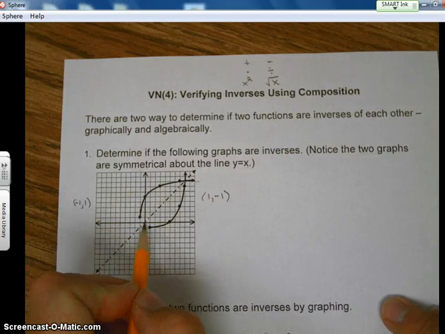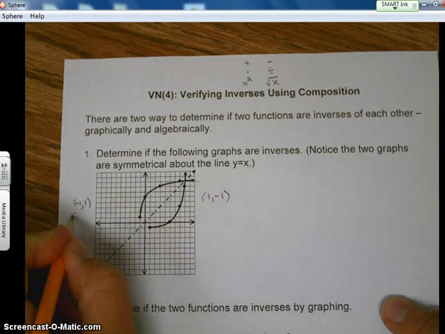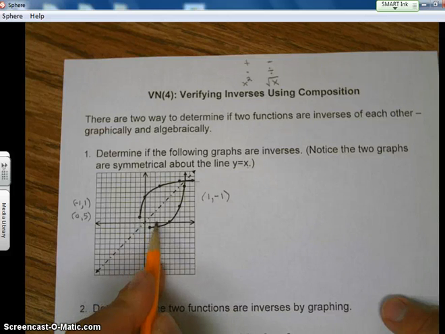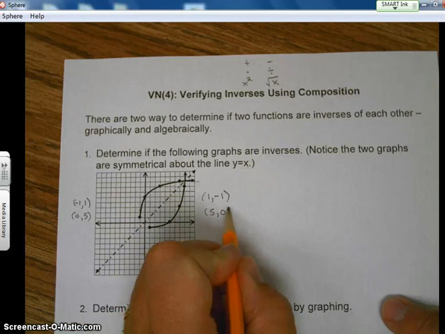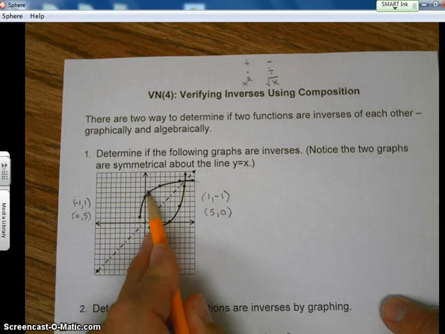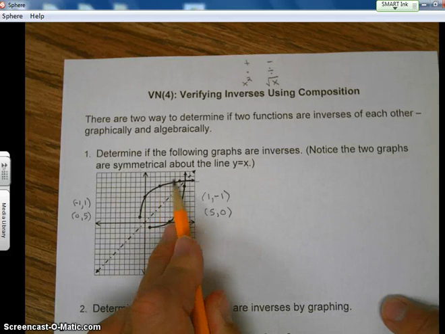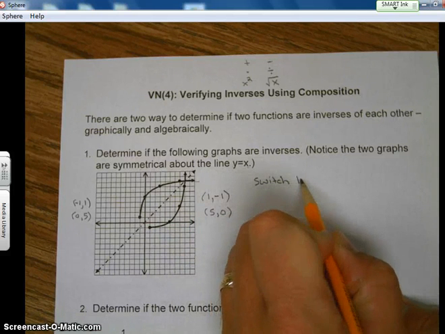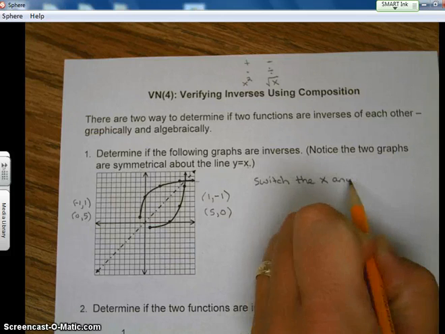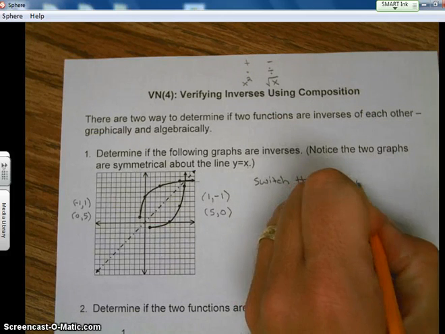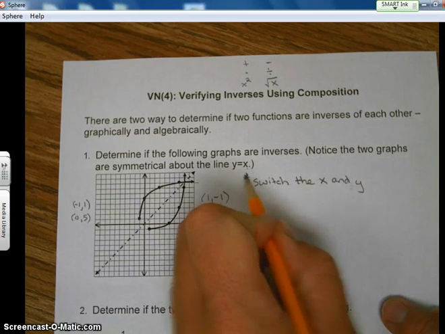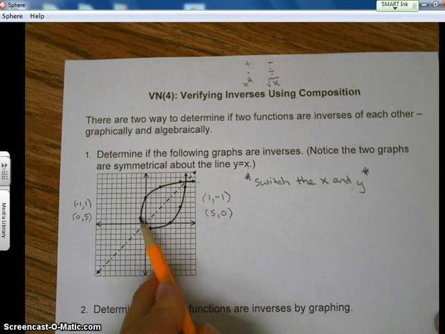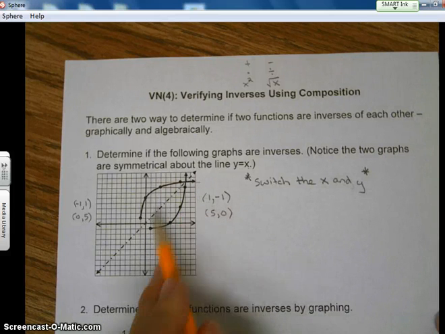Let's look at another point. Here we have 0, 5. So the inverse point should be 5, 0. To find the inverse of a graph, we just take some nice points, and we switch the x and the y and plot them. Switch the x and the y. This is very important to remember. This is a key concept when it comes to finding an inverse, switching the x and the y. When you're given a graph, you switch the x and the y for some points, and then that will plot your inverse graph.